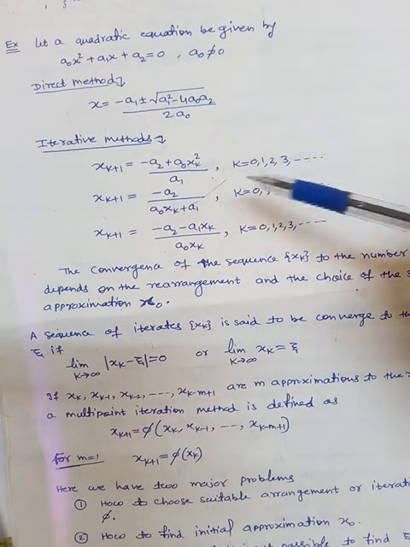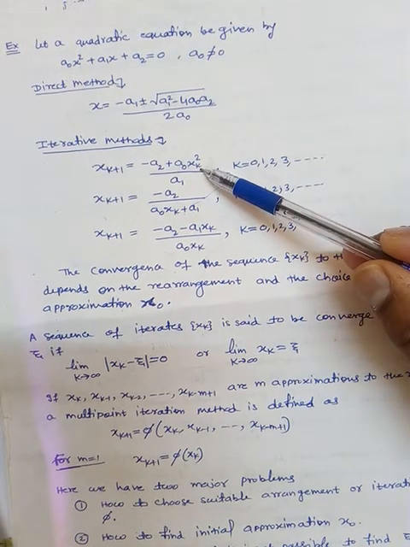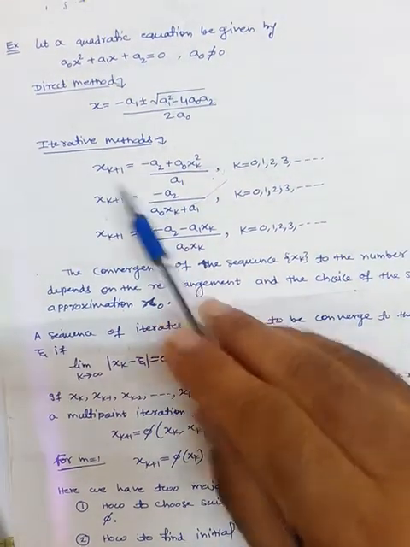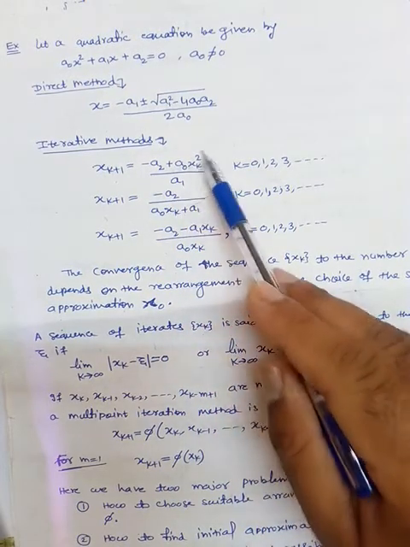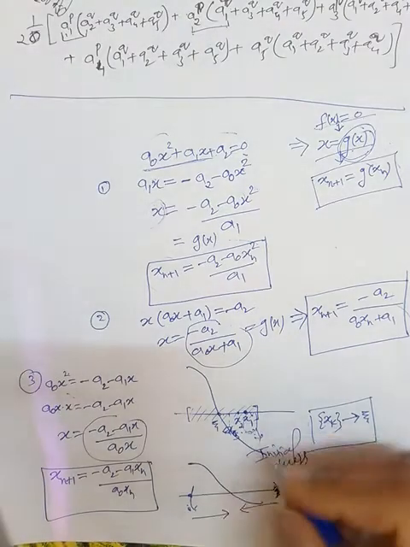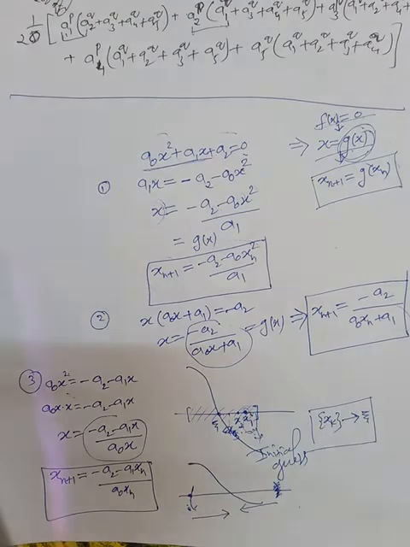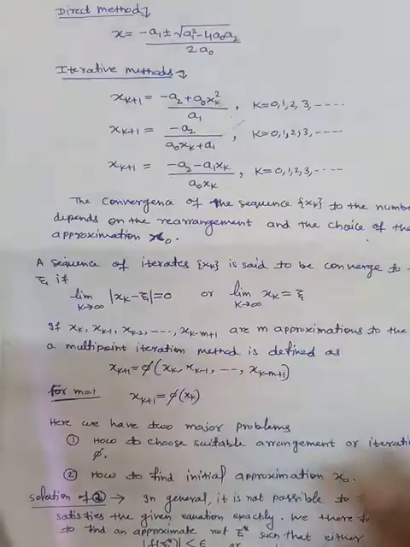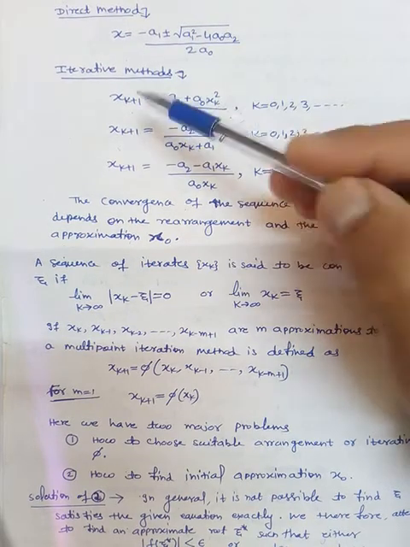Okay, now here k means 0, 1, 2, 3. Put k is equal to 0 here. So we get x1 is equal to minus a2 plus a naught x naught whole square by a1. What is x naught? x naught is nothing but the initial guess. This initial guess is basically denoted by x naught. So initial guess आप रखेंगे कुछ idea and then we will get x1.